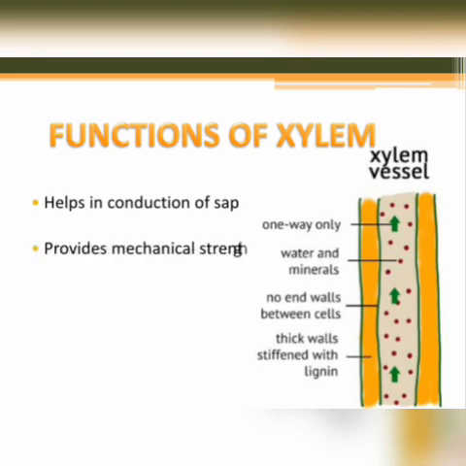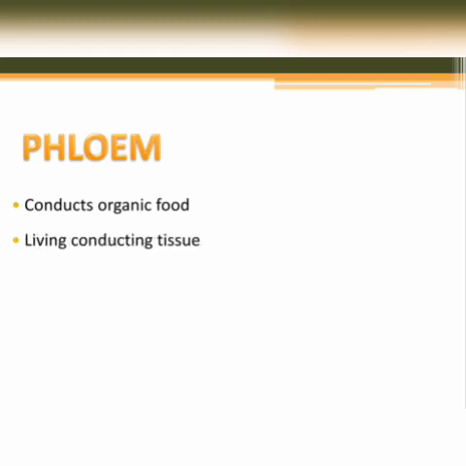This xylem helps in providing mechanical strength, and it also helps to make wood. Next, we will discuss phloem, the second type of vascular tissue. This tissue helps in conduction of organic food. It is the living conducting tissue.